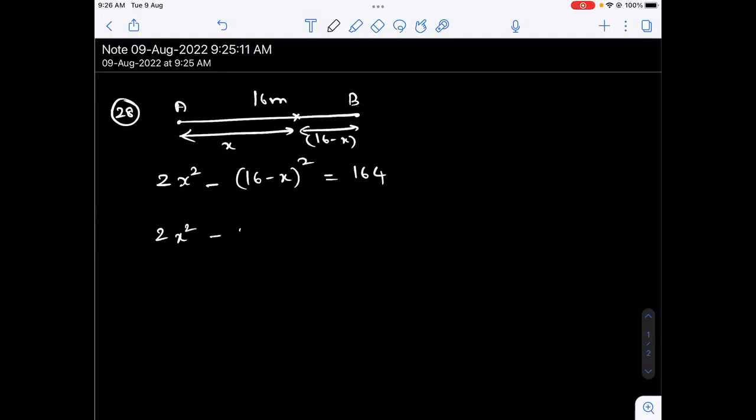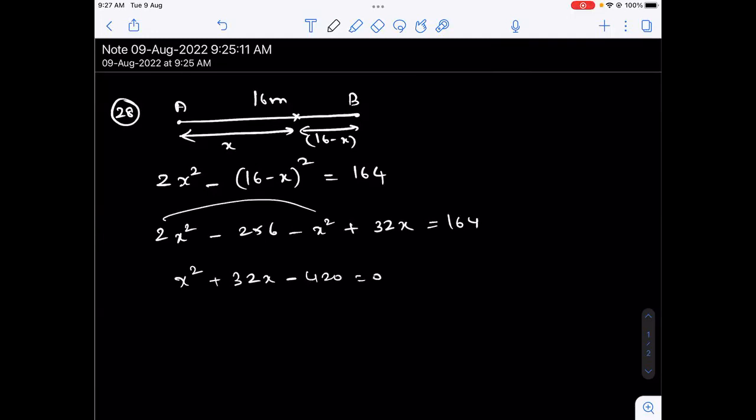So 2 times 256 minus 32x plus x square, and when I multiply with this minus, it becomes minus x square, plus 32x, is equal to 164. So 2x square minus x square is x square, plus 32x, minus 256 minus 164 is 420, equal to 0.